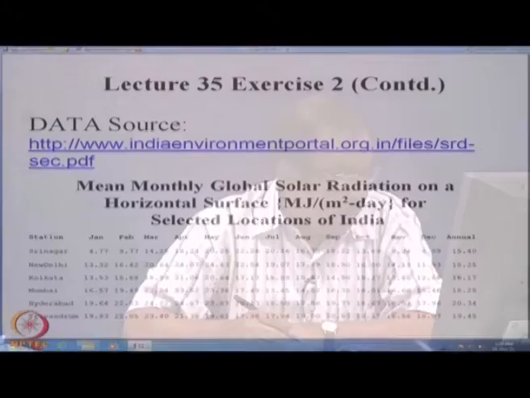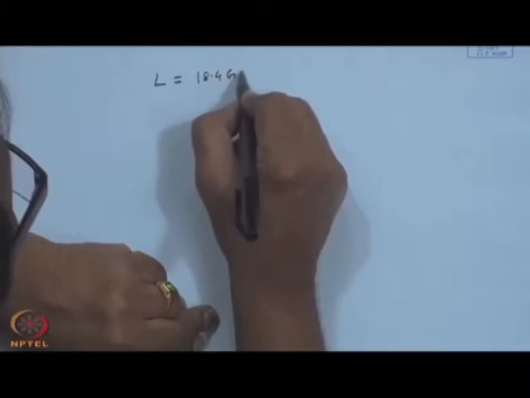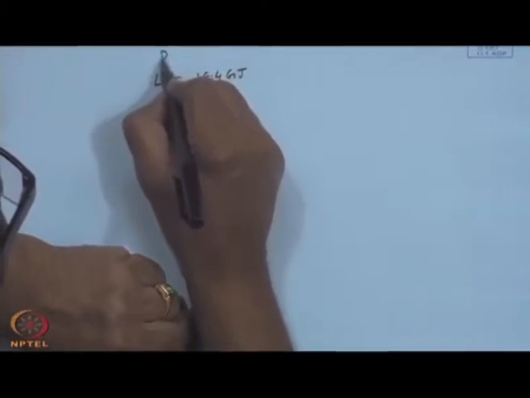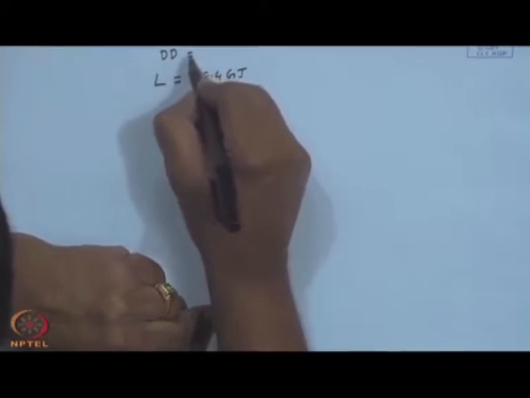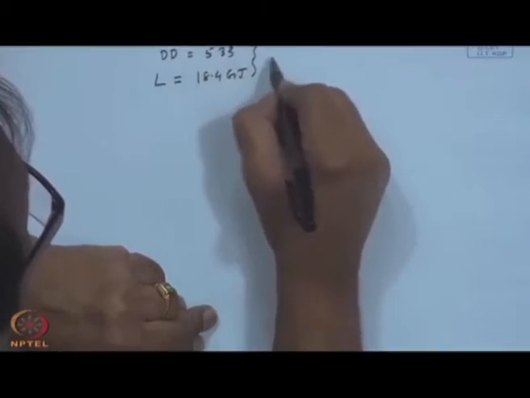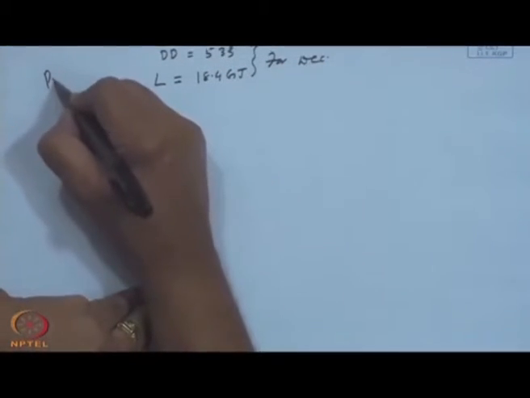Last time we were trying to design a space heating system in Srinagar, and the space heating load has been calculated as in problem number 6, 18.4 gigajoules in a month, and the degree days we have calculated for the month of December as 533. This is from problem 6.